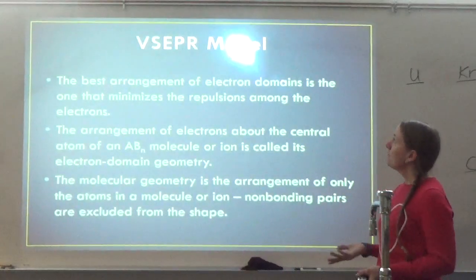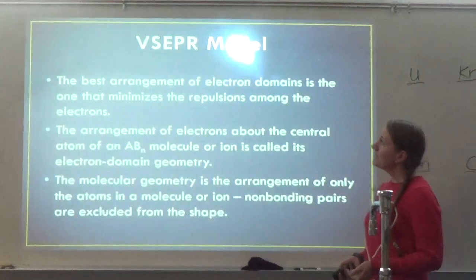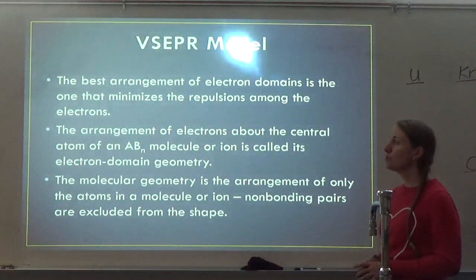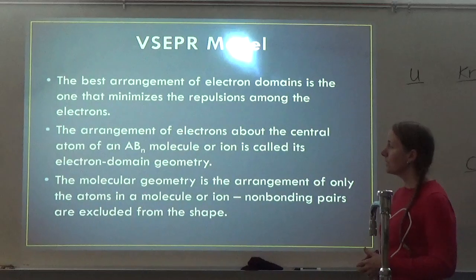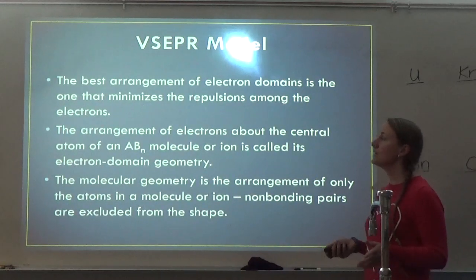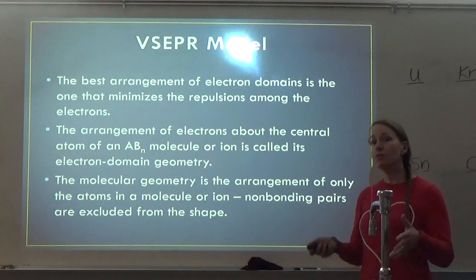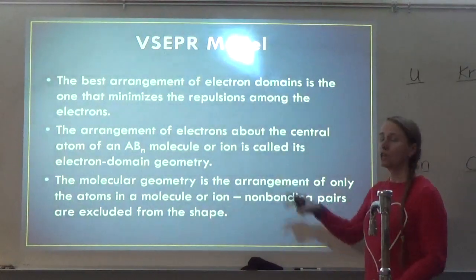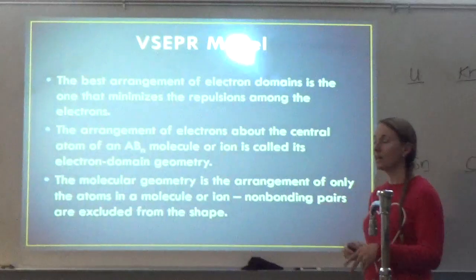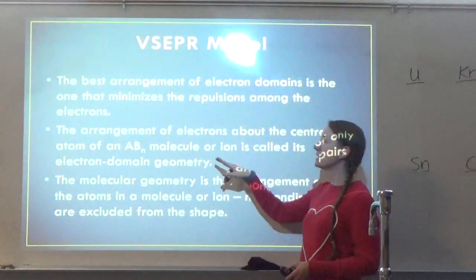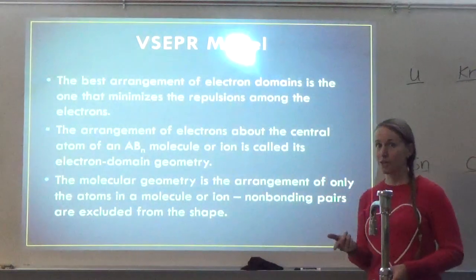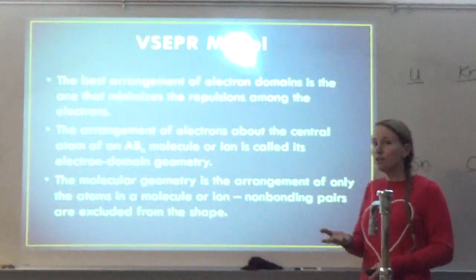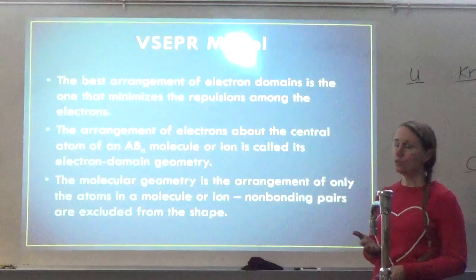The best arrangement of electron domains is the one that minimizes the repulsion among the electrons. The arrangement of electrons about the central atom of an AB_n molecule or ion is called its electron domain geometry. So when you focus on bonding and non-bonding electrons, when you are determining what the shape of a molecule is, that's referred to as electron domain geometry because you're including every domain. Now we'll focus on molecular geometry when we don't include the lone pairs.